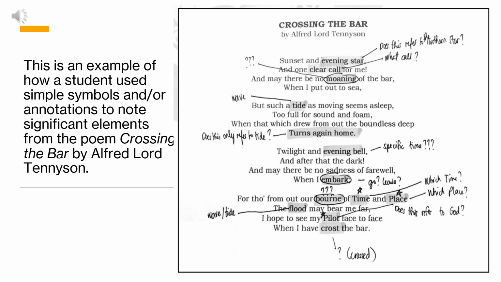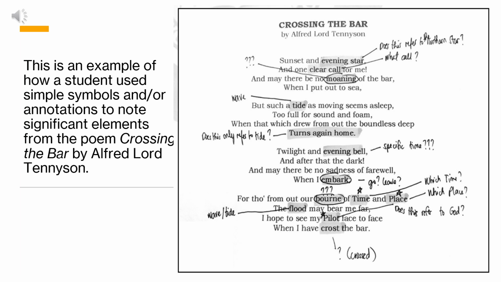Then the word tide there, is it a wave? You highlight tide, then you write there, is it a wave? Is it synonymous to the word wave? Then here, turns again home. Does this only refer to the tide that turns again home, or does it have a deeper meaning, another meaning? Okay, so that's how you do annotation. Then twilight and evening bell. Actually, twilight there should be highlighted also. Then evening bell, so specific time. Do they refer to a specific time, or do they have other meaning?